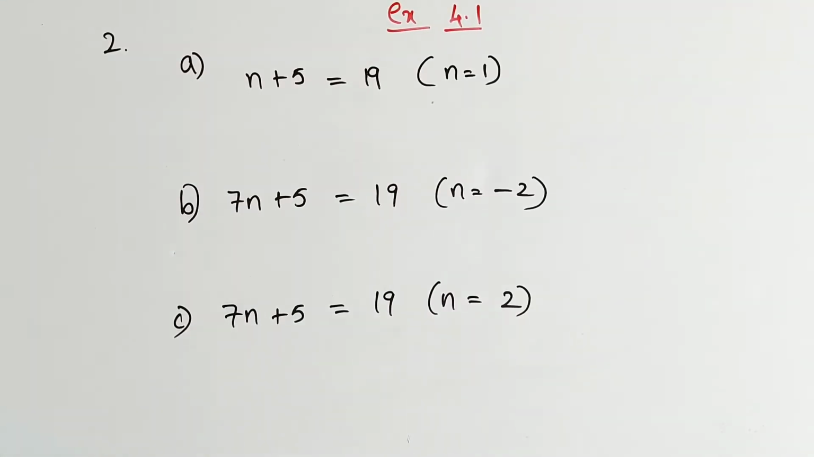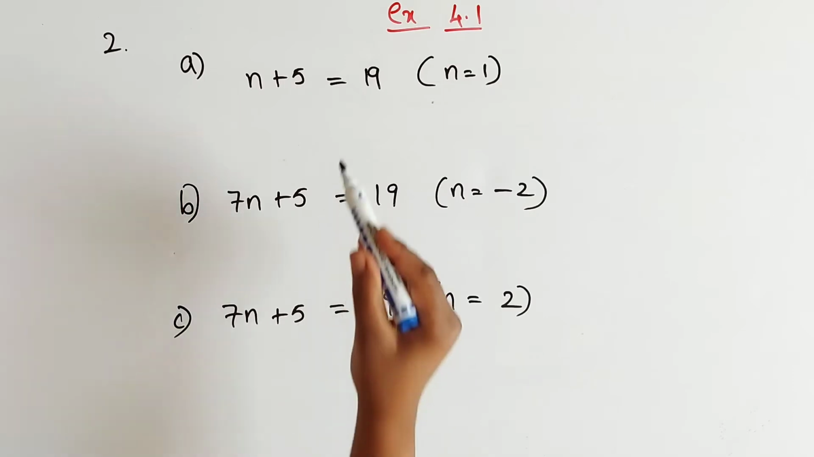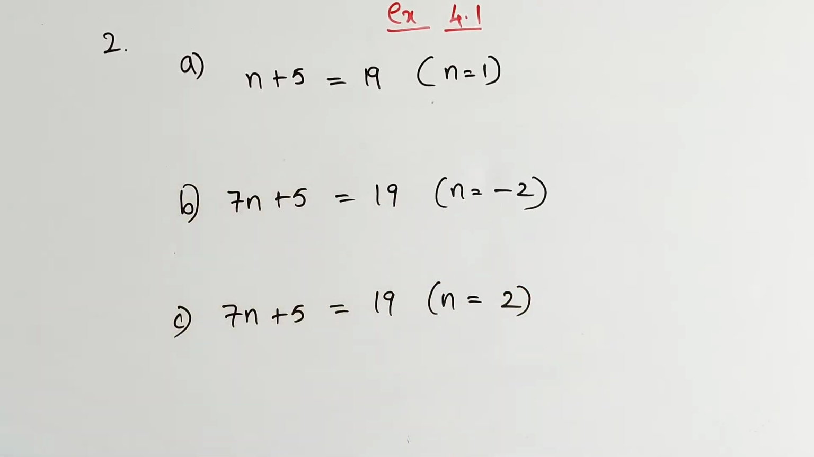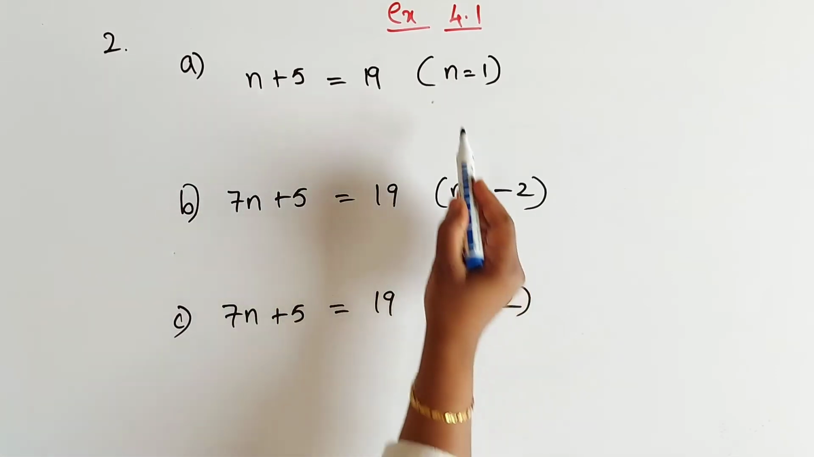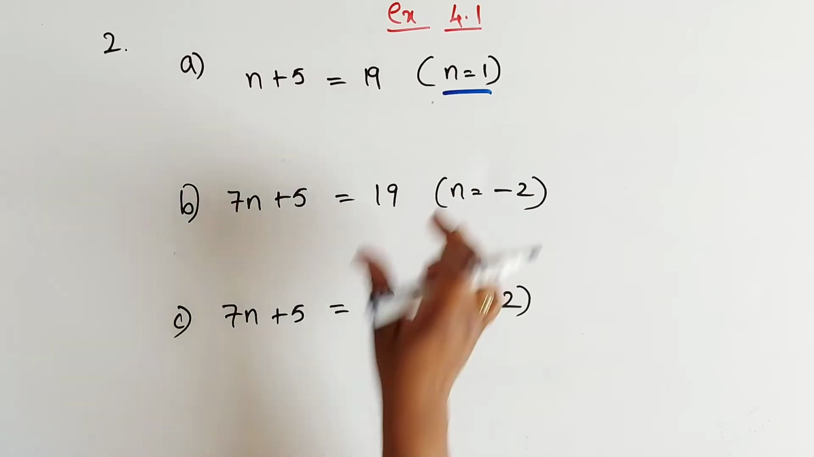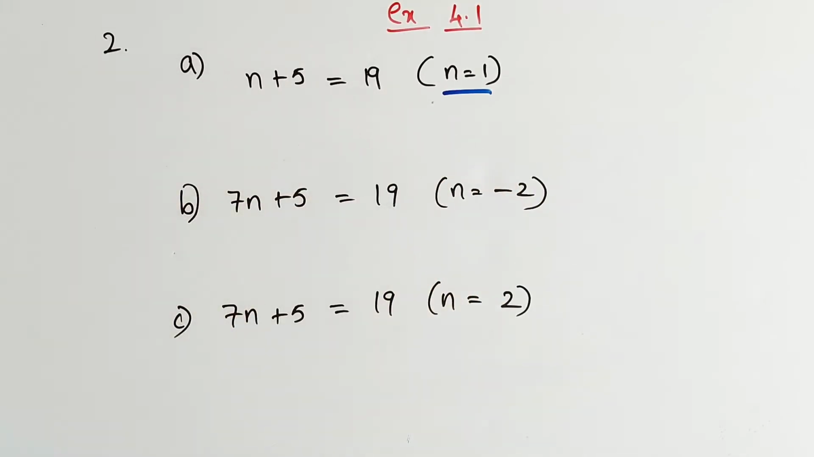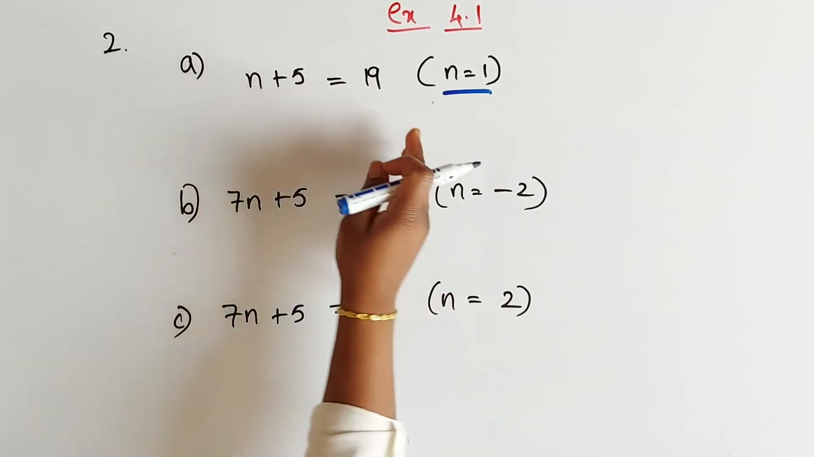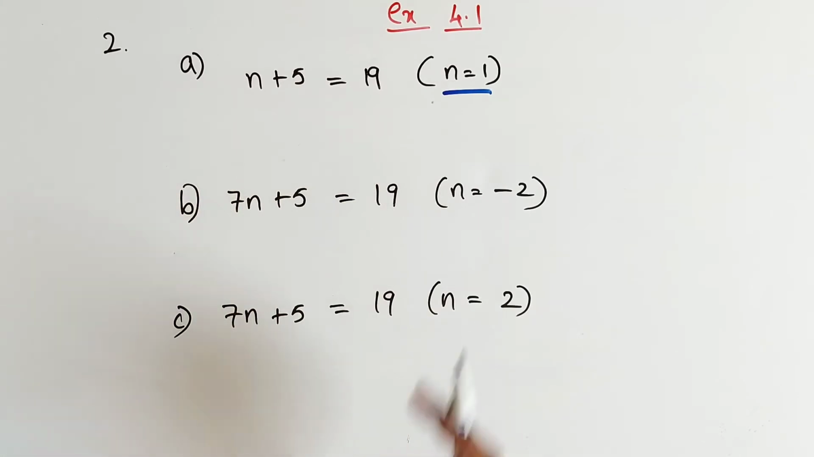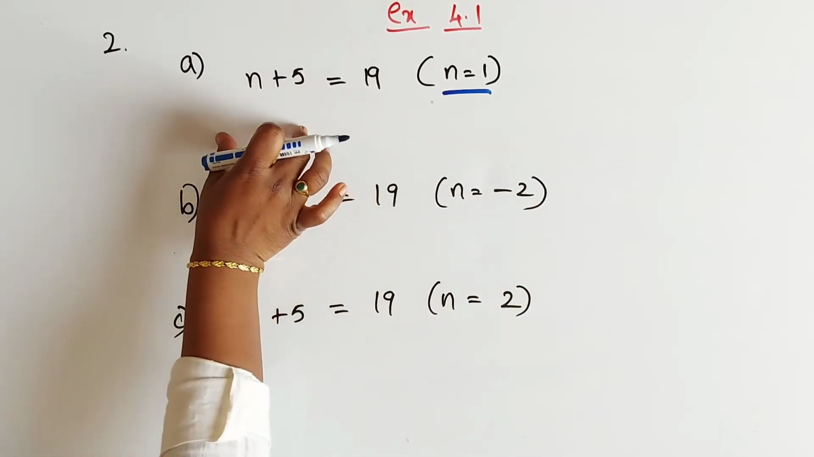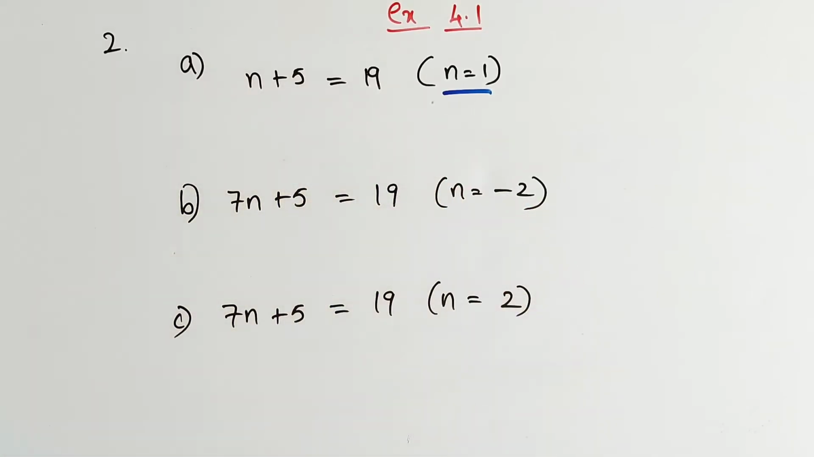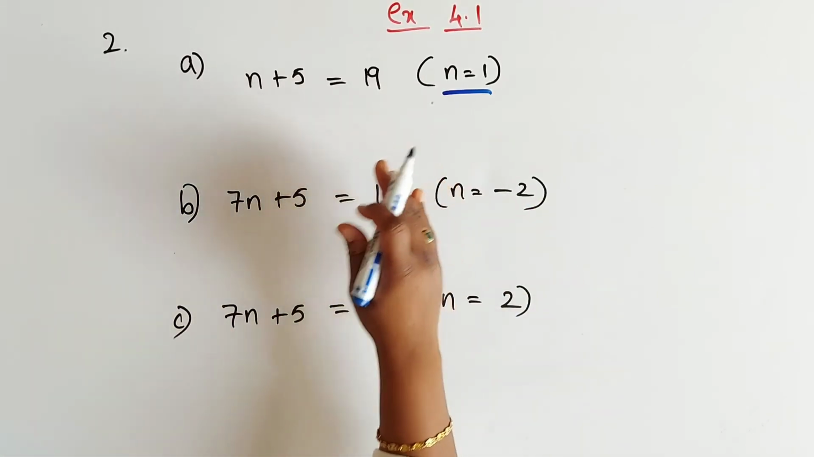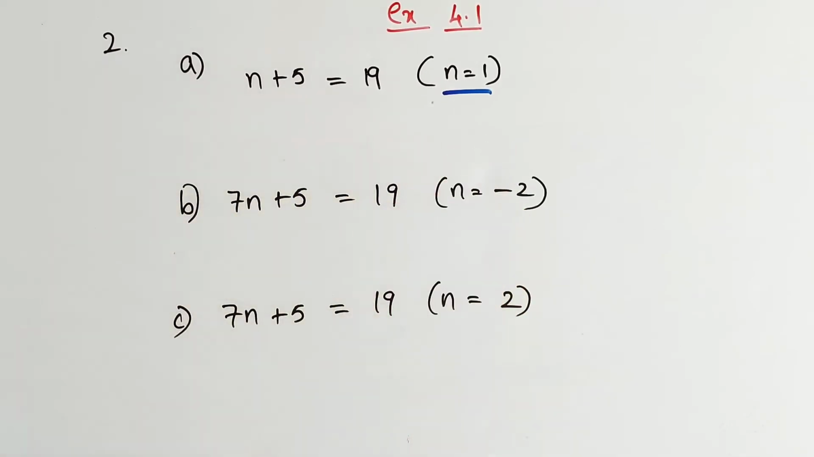Now second one children, check whether the value in the brackets is a solution to the given equation or not. First one, n plus 5 equal to 19. Here n equal to 1. We have to check the value is satisfying the equation or not. That means if LHS equal to RHS means the value is satisfying the equation. If LHS is not equal to RHS means the value is not satisfying the equation. That means the value is not the solution for this equation.